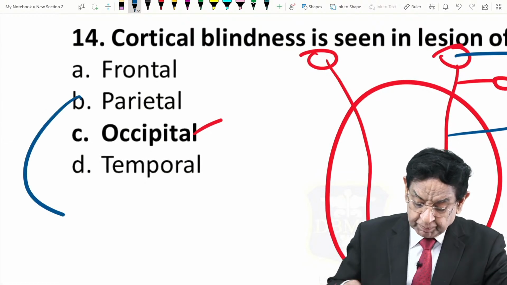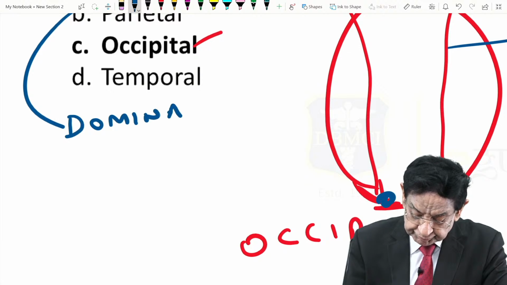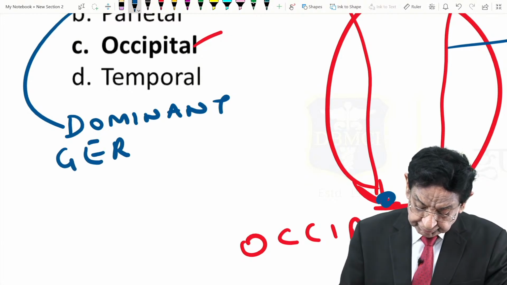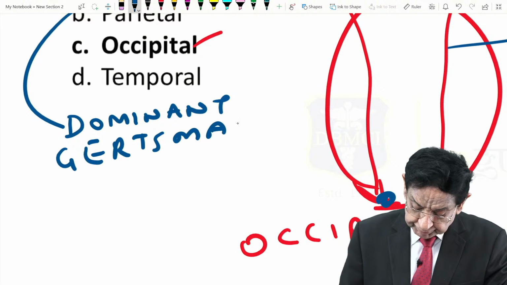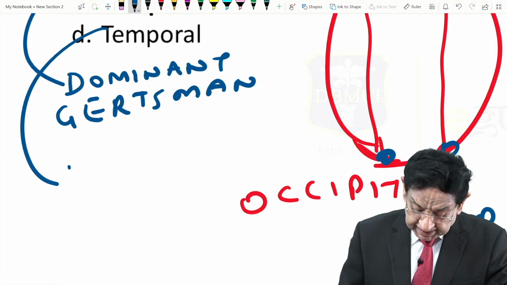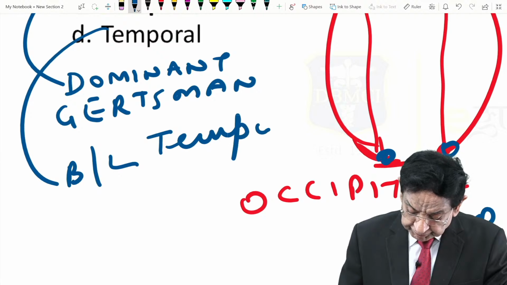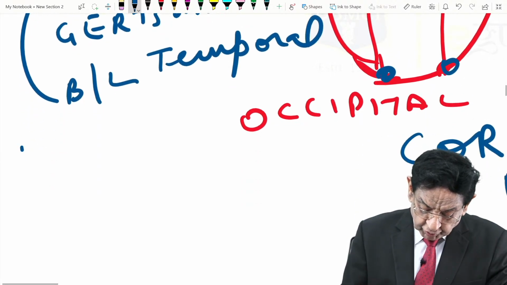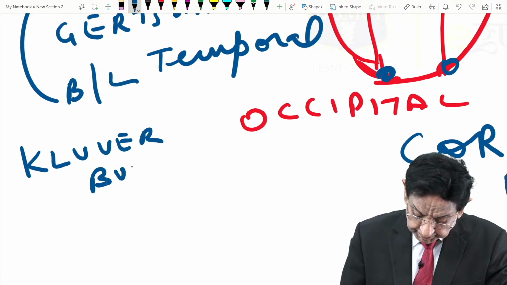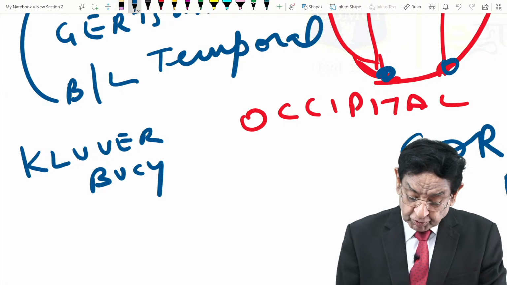In parietal lobe lesion, in dominant parietal lobe lesion, you get Gerstmann syndrome. In bilateral temporal lobe lesion, you get Kluver-Bucy syndrome. The Kluver-Bucy syndrome, bilateral temporal lobe lesion.